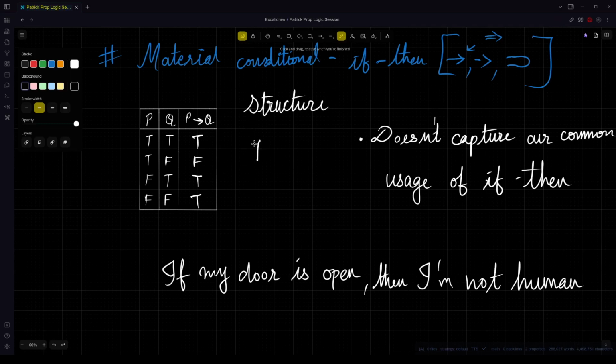So the structure is P implies Q. This is the first symbol which is not symmetric. It's not symmetric because, although both of them are atomic propositions, and this is a logical operator, they have different names. This is called the antecedent, and this is called the consequent.